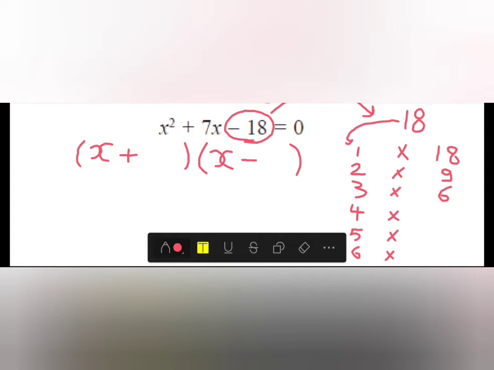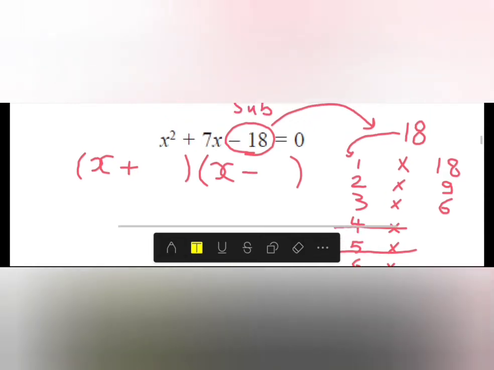18 divided by 4. Can I divide 18 by 4? It will give me a decimal number, so I'm not going to work with it. Okay? And the same idea with 5, it's going to be a decimal number. And 6 is already used here, so I'm not going to do it again. So I'm going to stop at 3 times 6. And these are the factors that make up the number 18.